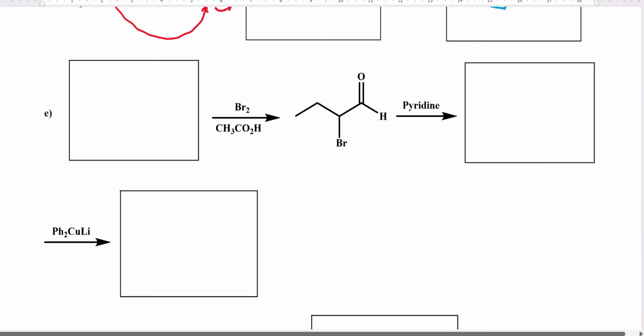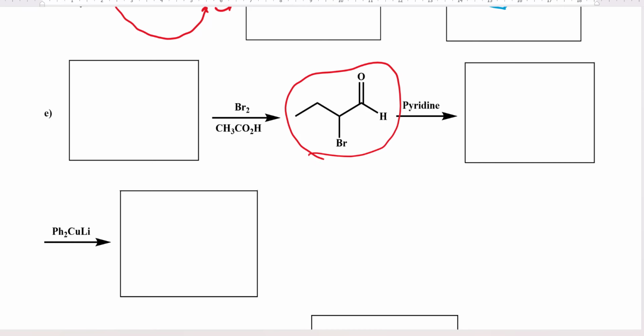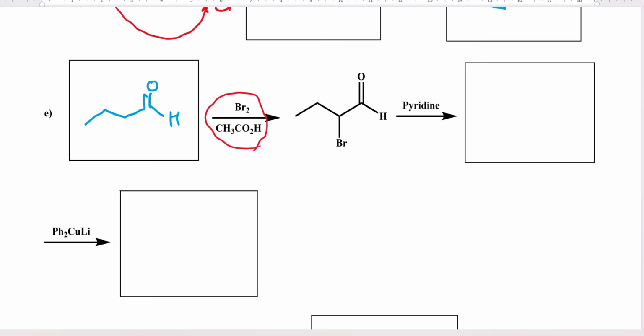The next reaction, here we have an alpha bromoaldehyde, and here we have bromine in acidic condition, so our reactant should be the aldehyde. We just remove the bromine from this structure. Then the next step, we have pyridine. We use a base. When we use pyridine for an alpha bromoaldehyde or ketone, we can have an E2 reaction. So pyridine takes this hydrogen on the beta carbon. Then we have HBr elimination.